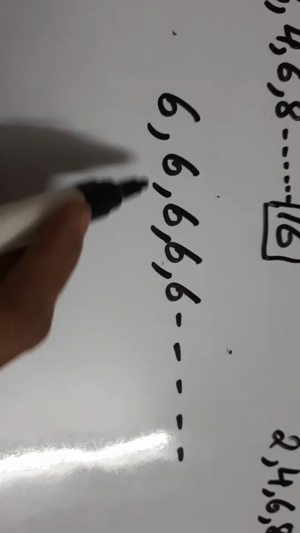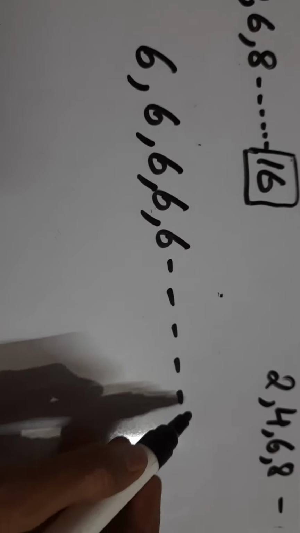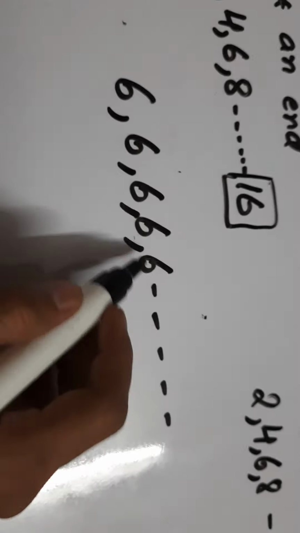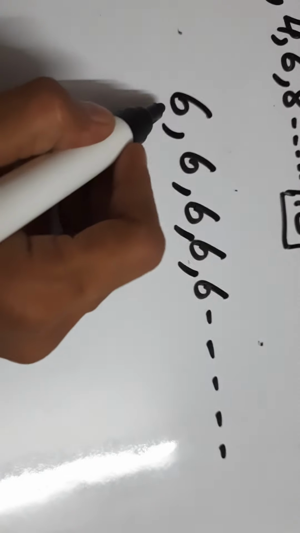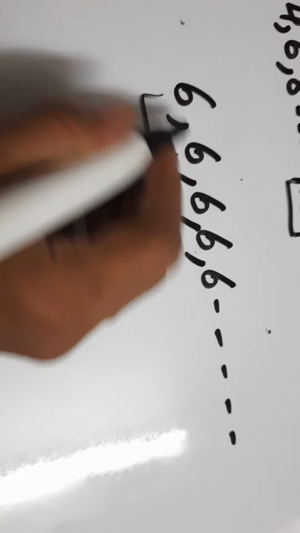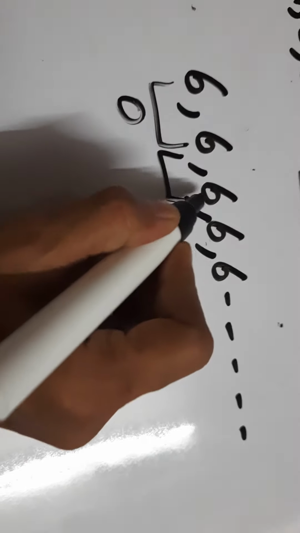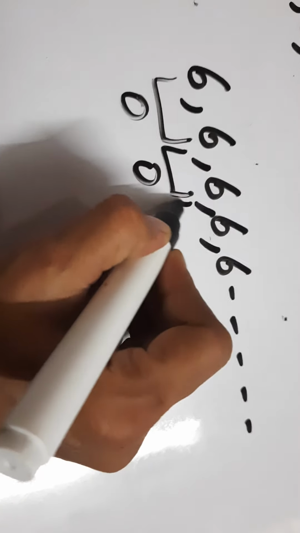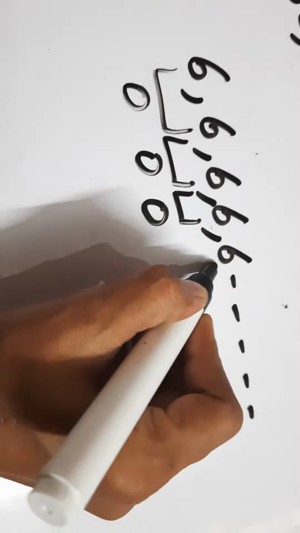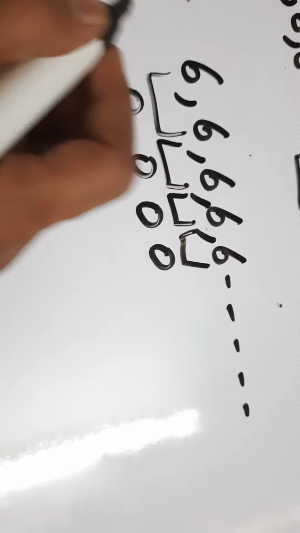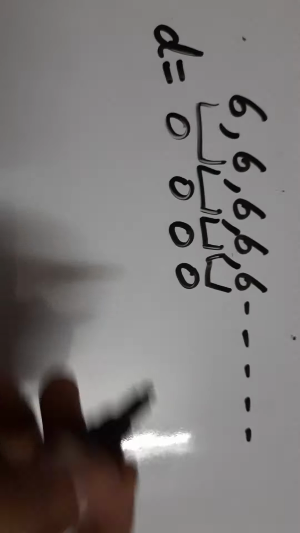Dear students, like this series is given to us and no last term is there. That means it is an infinite AP. Let us check whether this series is AP or not. For that, we take their difference. 6 minus 6 is 0. Again, 6 minus 6 is 0. That means their common difference is 0. So yes, we can say that this is an AP.